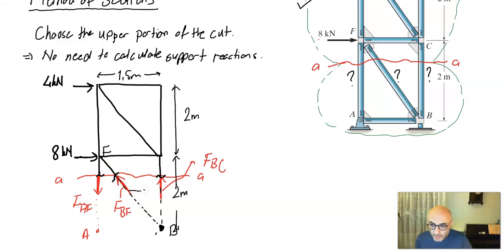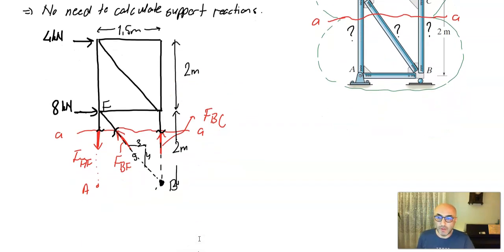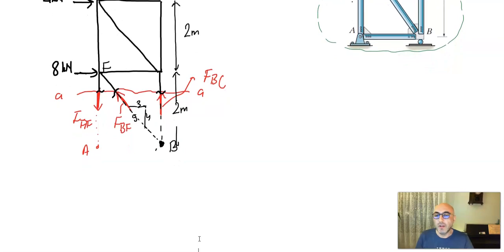For this one, we're going to use a 3-4-5 triangle here, because it's 1.2, 1.5 and 2, so it's 3, 4 and 5. So what's the strategy for finding these three unknown forces? This one, and this one.